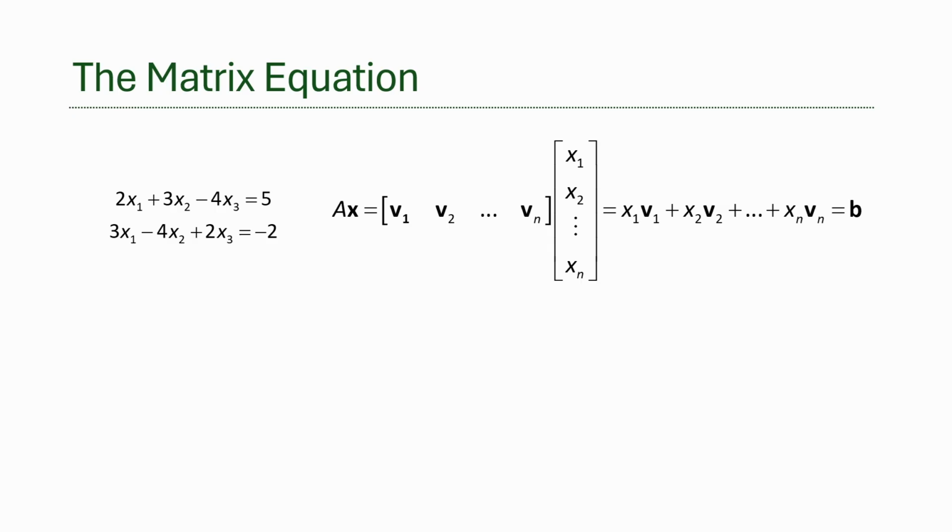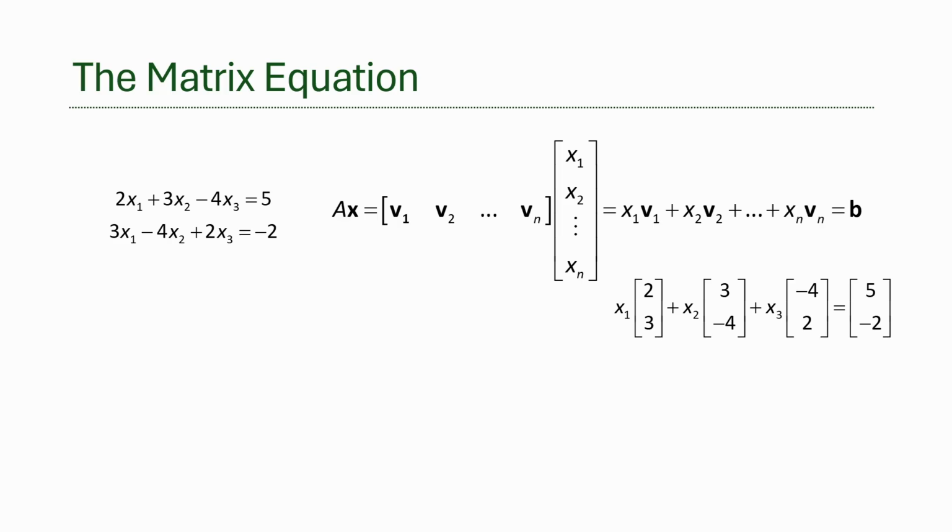So what I'm going to do is take those columns and make those the v1, v2, and v3 in our matrix equation definition. And the x1, x2, and x3 become the scalars. And the 5, -2, that's the b, the vector on the right-hand side.